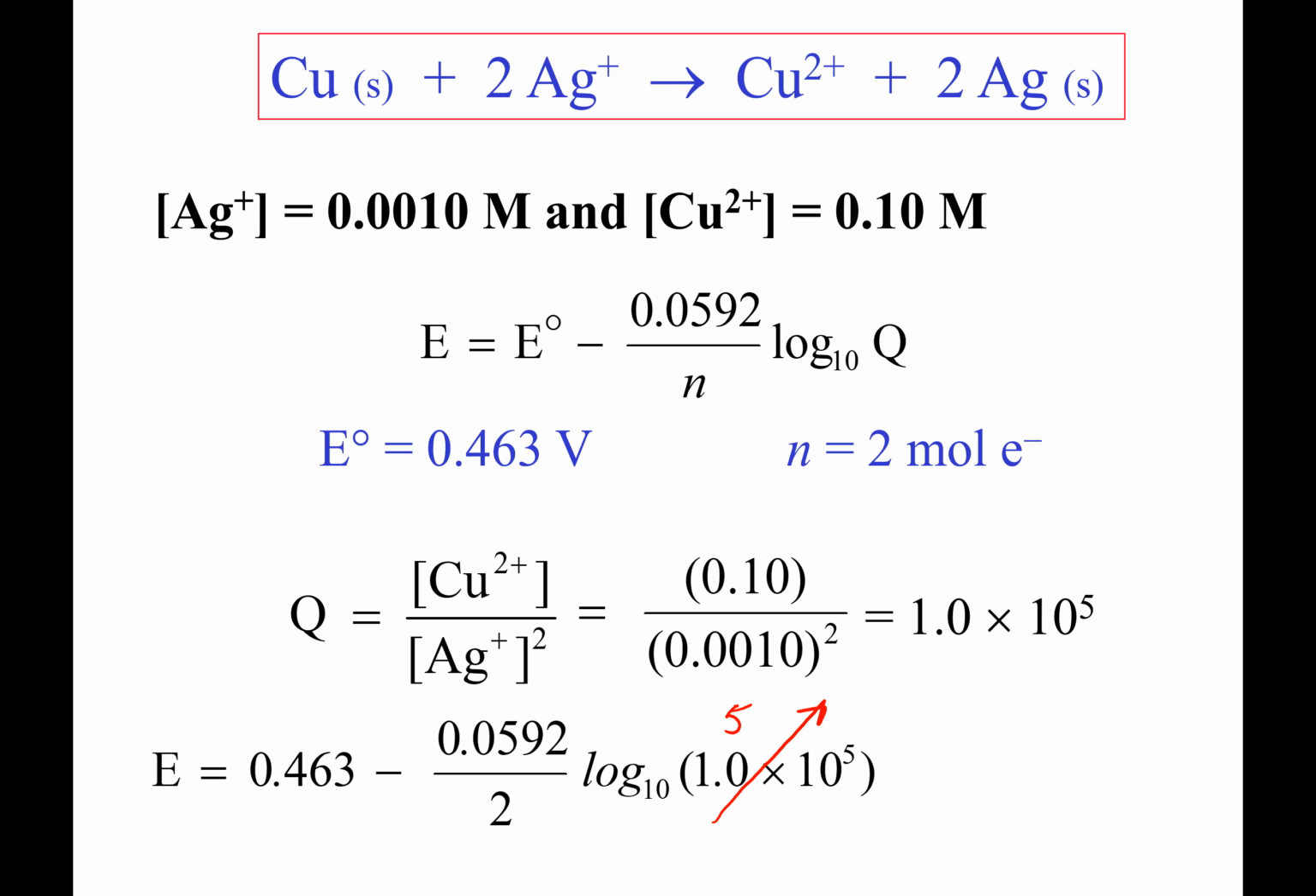So when you put this in your calculator, you're going to end up with an even lower cell potential of 0.315 volts.